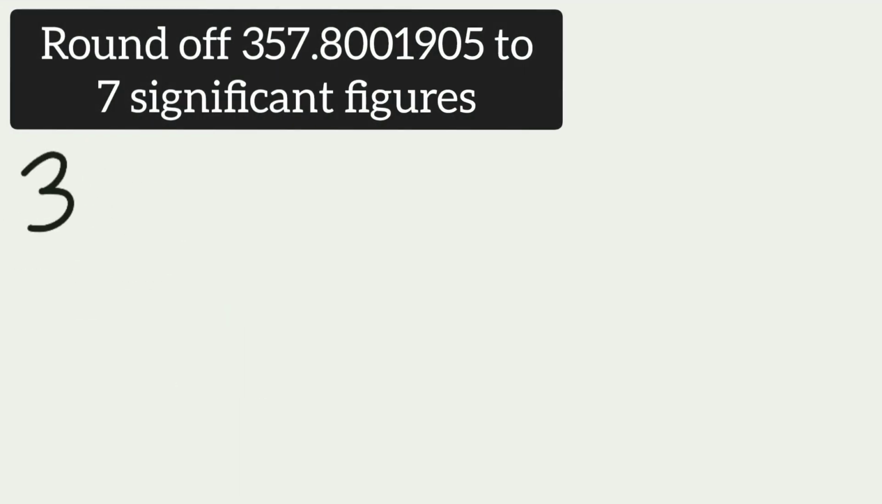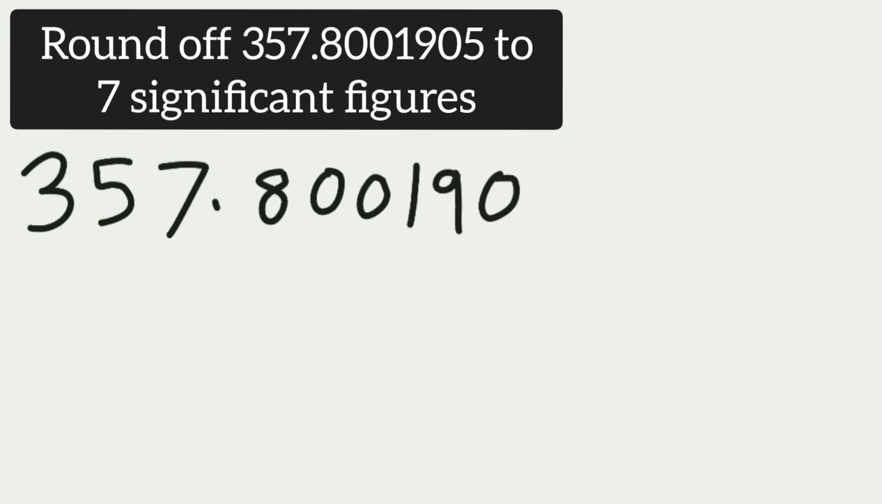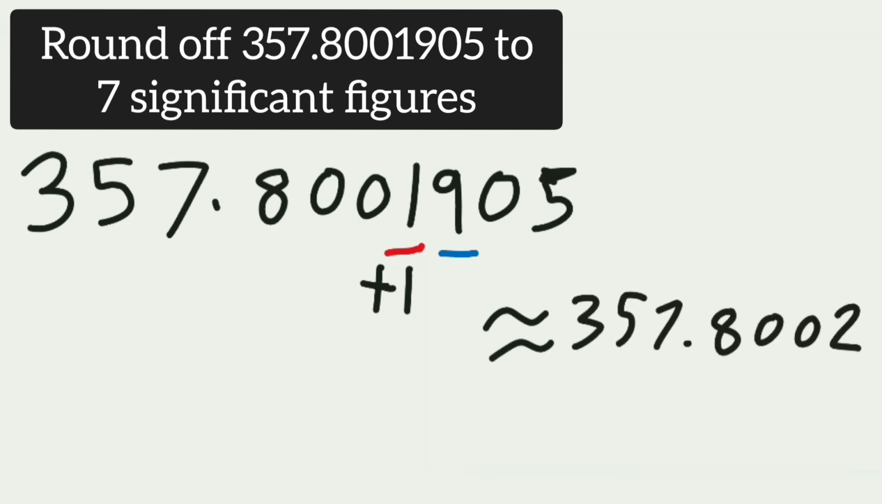And finally, for the last example, let's say that we want to round off 357.8001905 to 7 significant figures. Well, we can see that the 7th significant figure here is 1, which means the digit right next to that is 9, which is greater than 5, and therefore we add 1 to the 1. Therefore, 357.8001905 can be rounded off to 357.8002.